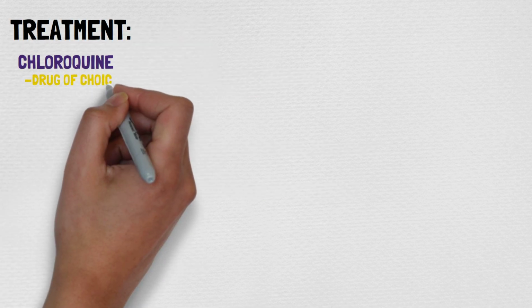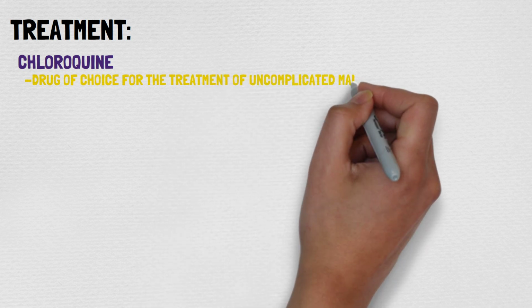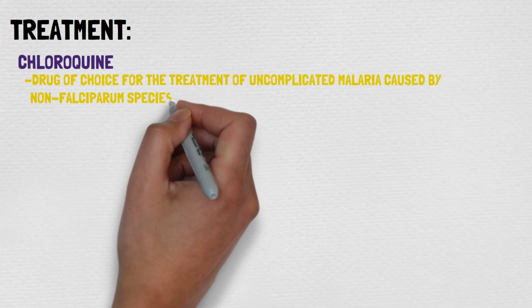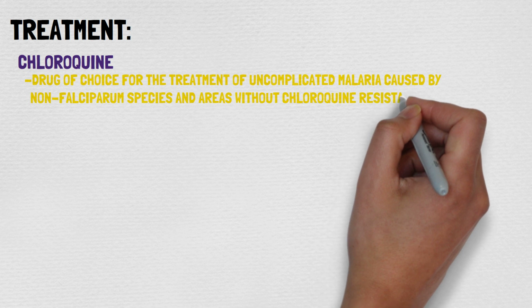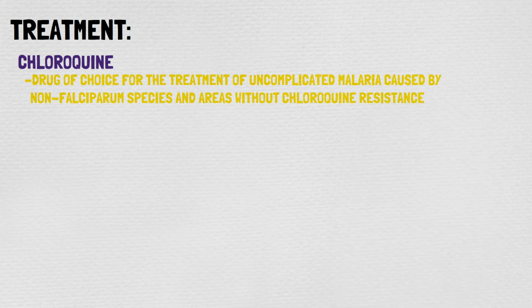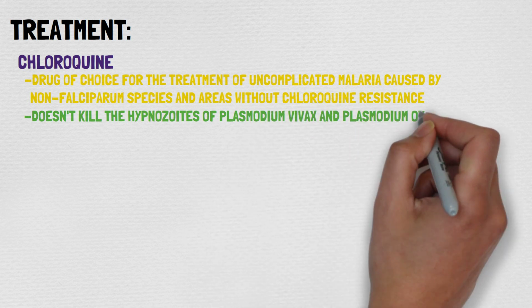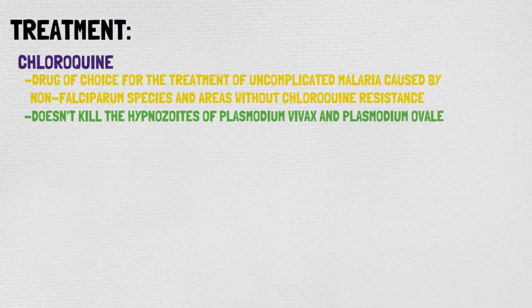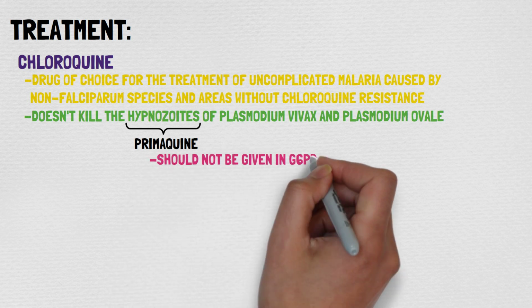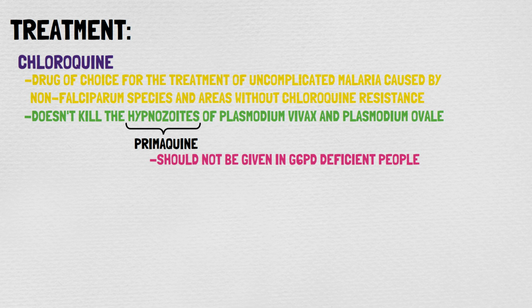Chloroquine is the drug of choice for the treatment of uncomplicated malaria caused by non-falciparum species and in areas without chloroquine resistance. This drug, however, doesn't kill the hypnozoites of Plasmodium vivax and Plasmodium ovale. These are killed by primaquine, hence preventing the relapses. Primaquine should not be given in G6PD deficient people.